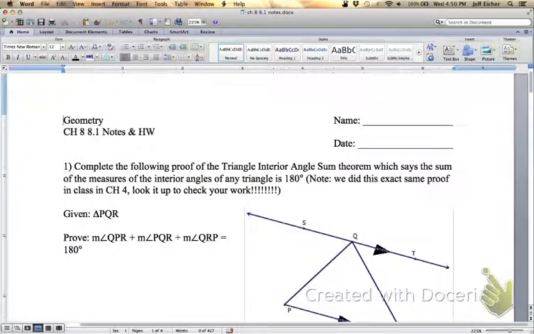So here's a video just addressing a couple of the key concepts on the 8.1 packet. I will ask your forgiveness if I cough in the middle of this video, but I'll try to not be contagious.